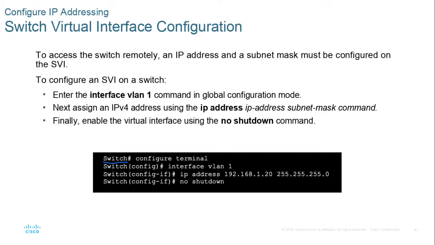We're going to say configure terminal. And then I'll say interface VLAN 1. And then I'll assign it an IP address. And then I'll give the no shutdown command, which energizes that network connection on the switch. Now I can log into the switch with Telnet or Secure Shell. I can ping it and make sure it's alive on the network.